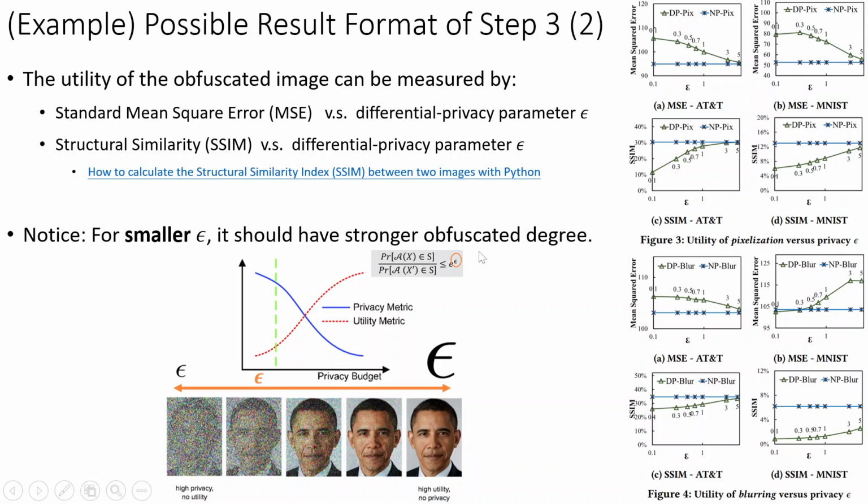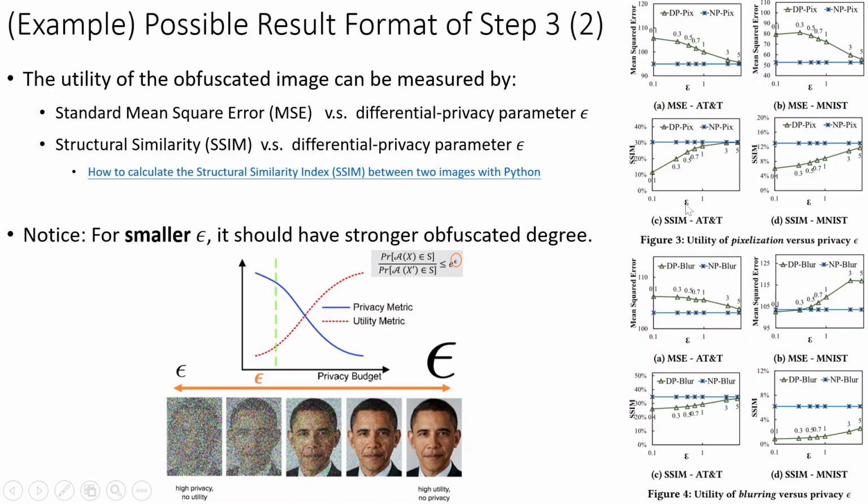Okay, so for your results, you should have a similar trend. When you have a smaller epsilon, it means you add more noise on your data. So you should have a bigger difference between the traditional result and the differential privacy result, like this.